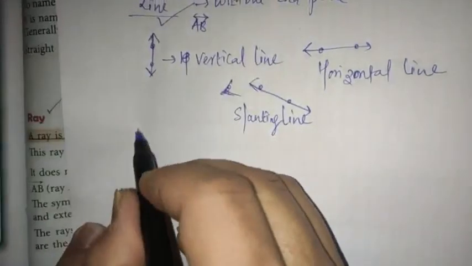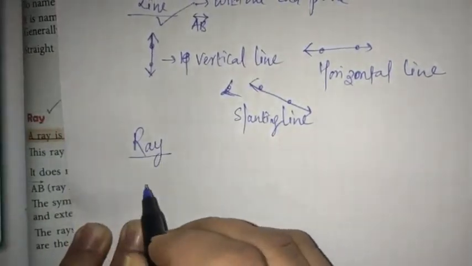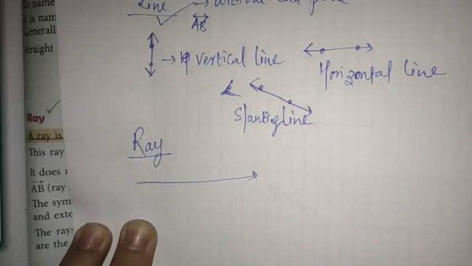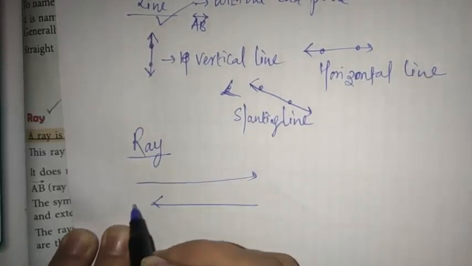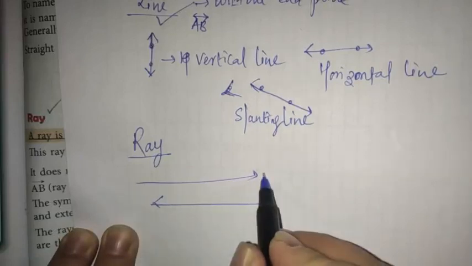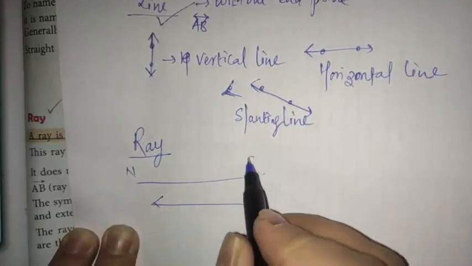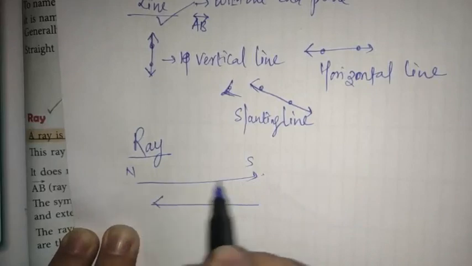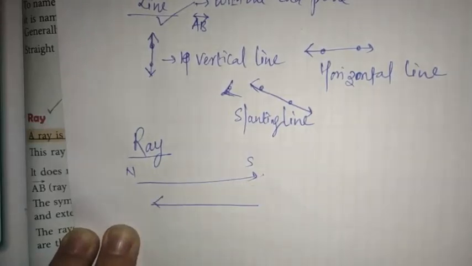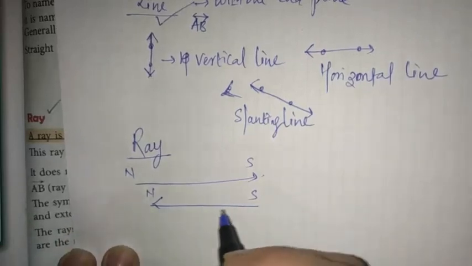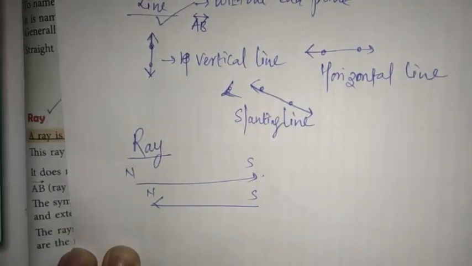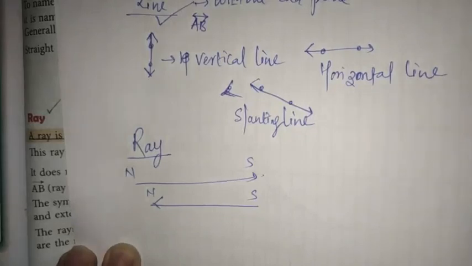Okay, so if I draw like this, now I am dealing with the ray. If I draw like this, this is our ray, which is showing a certain direction. You see, this is showing this direction. If suppose this is north and this is south, in which direction is it moving? It is moving in the south direction. If suppose this is south and this is north, now in which direction is it moving? It is moving in the north direction. So a ray shows a certain direction.